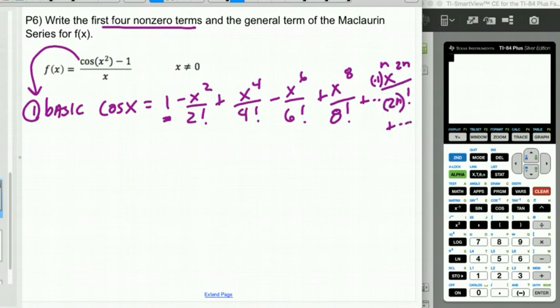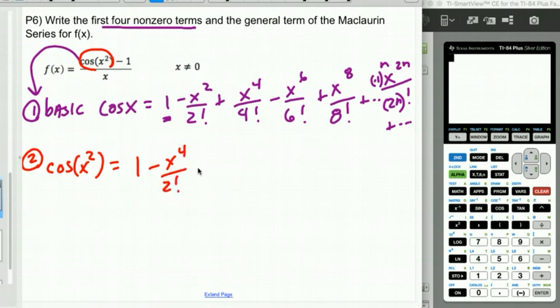Right? I then say, cool, I don't just want the basic one, I want the x squared one. So that means that cosine of the quantity x squared is all of these same things, but with the x squared. So that's going to be a 1 minus an x to the fourth over 2 factorial, plus an x to the, if you do x squared to the fourth, you get an 8, so x to the 8th over 4 factorial. This will be, oh, that's a minus, my bad.